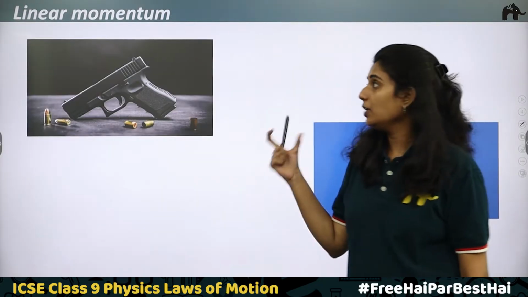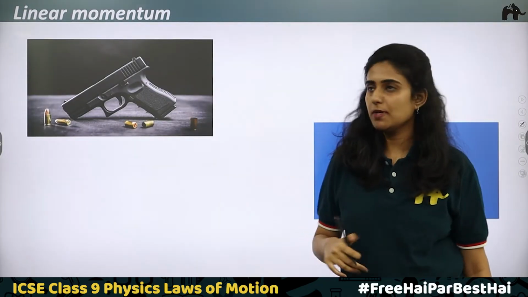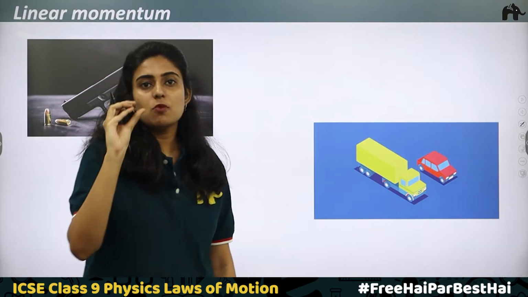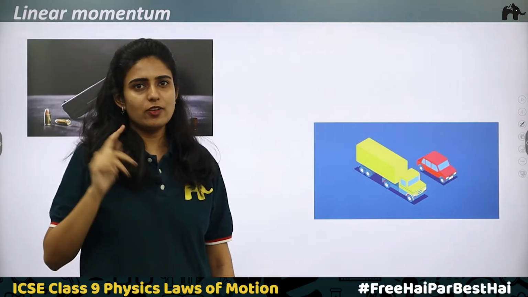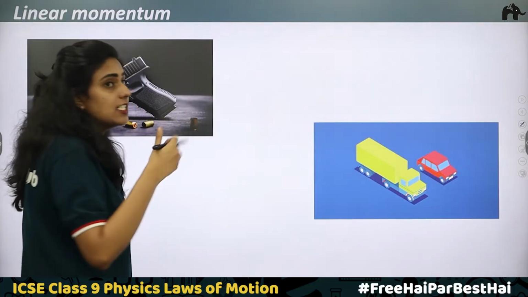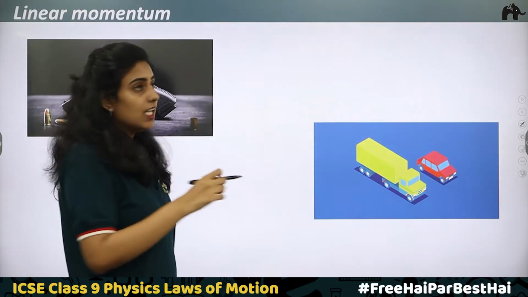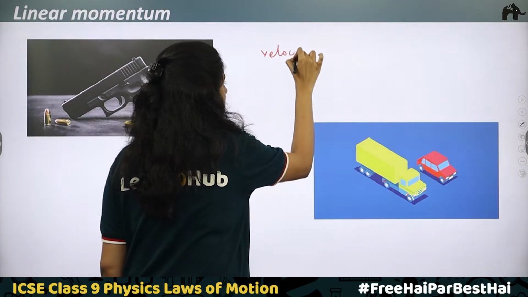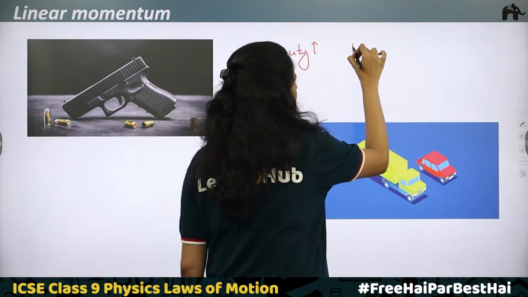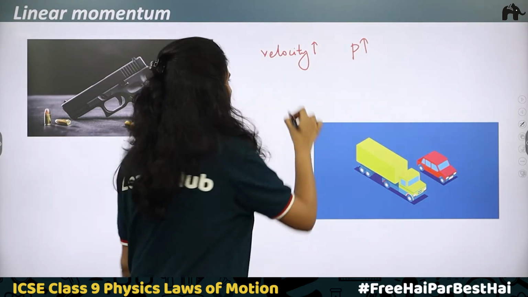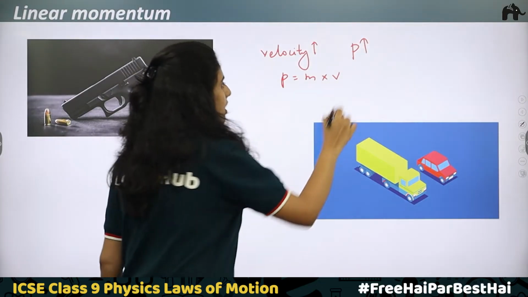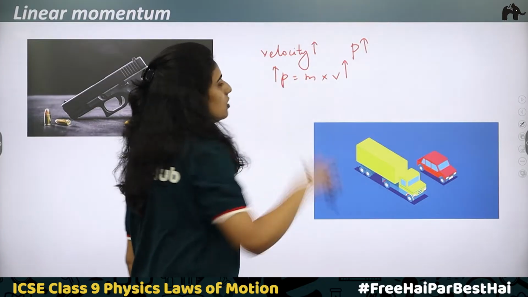Got it? So we'll take two examples to understand linear momentum better. Take the case of a bullet. You know that a bullet is a very small object. So how can a very small object hurt you so badly? Have you ever imagined this? When a very small object like a bullet is fired out of a gun, its velocity is very high. When velocity increases, we know that momentum also increases. Momentum p is equal to mass into velocity. Here mass remains the same, but the velocity is increasing, therefore momentum is also increasing.